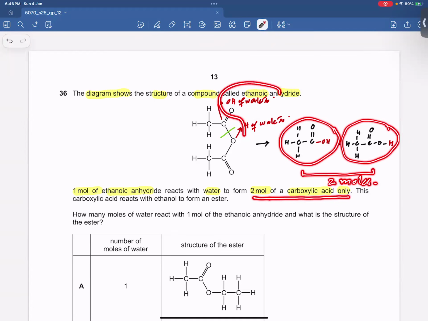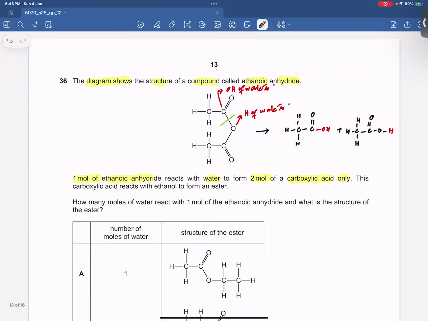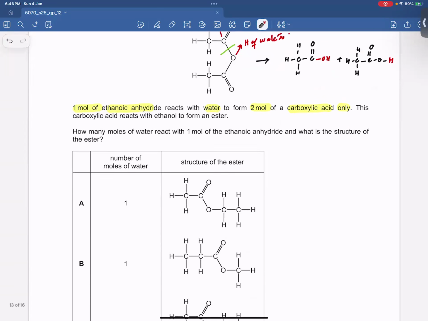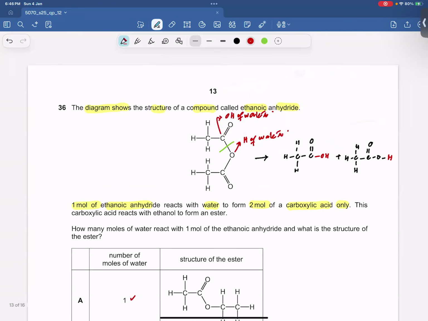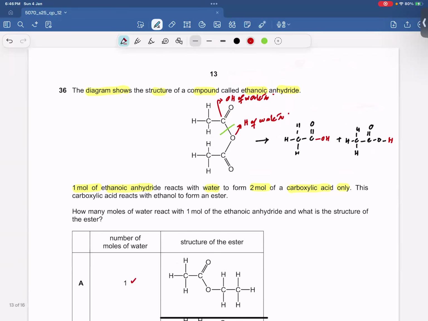So how many water molecules are involved in this reaction? Only one water molecule is involved, because when H and OH combine together they give 1 mole of water. So the number of moles of water is only 1. That's a lot of thought process behind this.